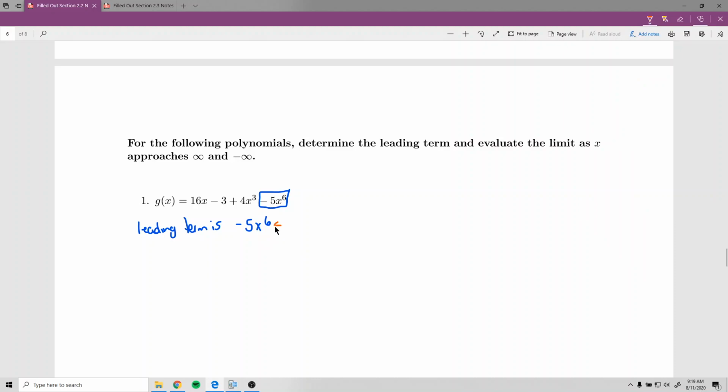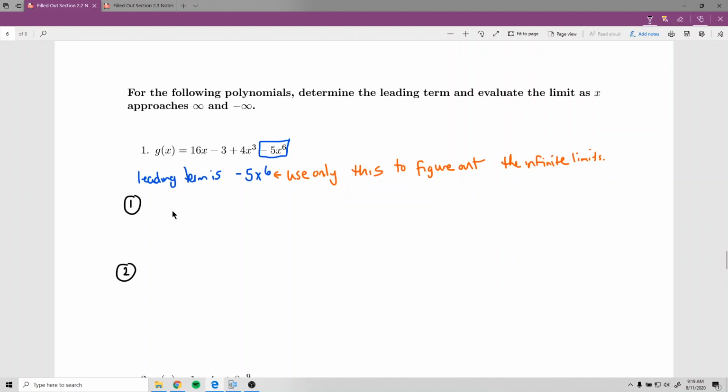The reason why this is so important is you can't really plug in infinity and negative infinity to a polynomial. You get a lot of what are called indeterminate forms, and it's completely avoidable just by looking at the leading term. So we're going to use only this to figure out the infinite limit. We'll do two problems because we have to do the limit at infinity and the limit at negative infinity. So we'll do the limit as x goes to infinity of negative 5x to the 6th first.